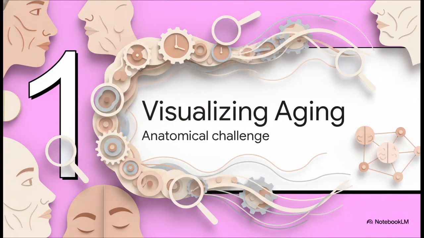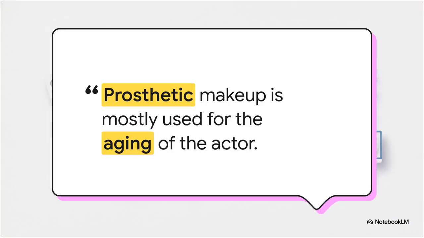Section 1. Visualizing the aging process. The ultimate anatomical challenge. Visualizing the aging process is universally considered one of the absolute hardest visual effects to pull off realistically. Think about it. We interact with human faces literally every single day, right? Because of that, our brains are highly attuned to even the slightest mistake or unnatural movement.